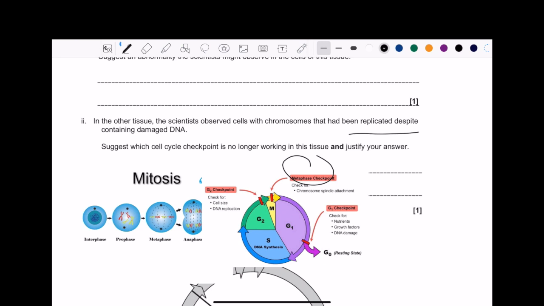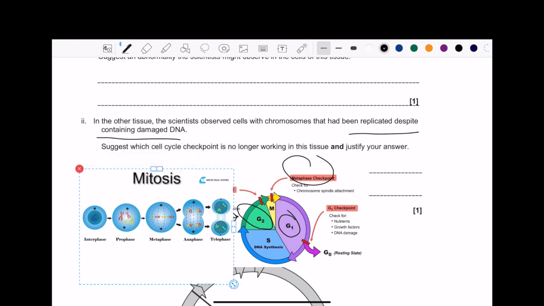So if they've been replicated despite containing damaged DNA, do you think it would happen here? Do you think we're in G2 stage? We can't be. We have to be in G1 stage. And this might be a bit confusing. It says it's been replicated despite containing damaged DNA. So that means you need to work backwards, not forwards. It'll be G1 because it's allowed for it to continue. And in S phase, the DNA synthesis, it's been replicated, so it can't be G2 because it had to happen before it. And so thus you would say it happens in G1 checkpoint because we have damaged DNA here. So that's justified.